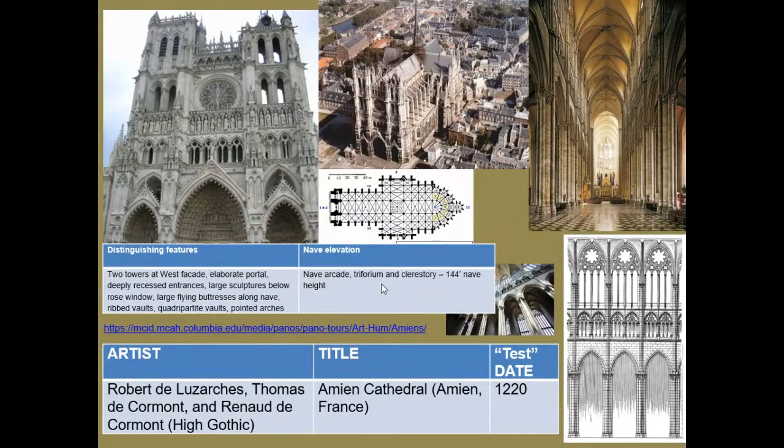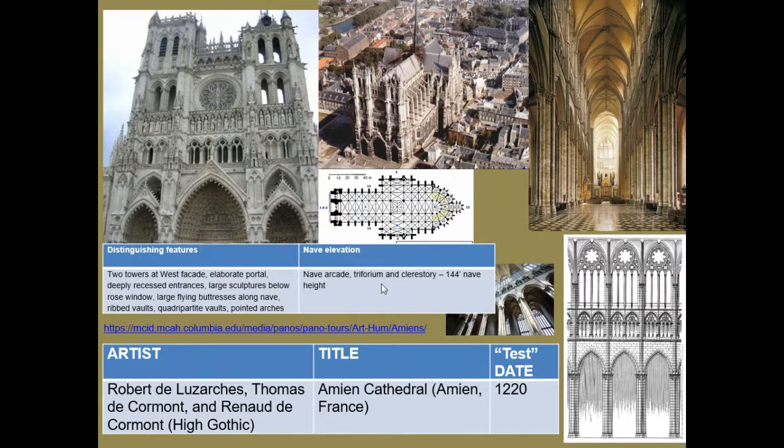So some distinguishing features to help you tell them apart. For one, we know the name of the architect. This was the work of Robert de Luzarches, Thomas de Cormont, and Renaud de Cormont. These were the architects responsible for the construction of this cathedral, completed roughly around the year 1220. Two big towers at the main facade with incredibly deeply recessed, elaborate portal entrances. Very large sculptures below the rose window in that gallery of kings. We have very large flying buttresses all along the nave and, of course, at the apsidal end as well, but the nave ones are the most obvious in this photograph.